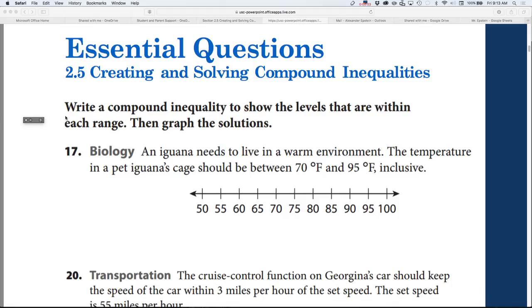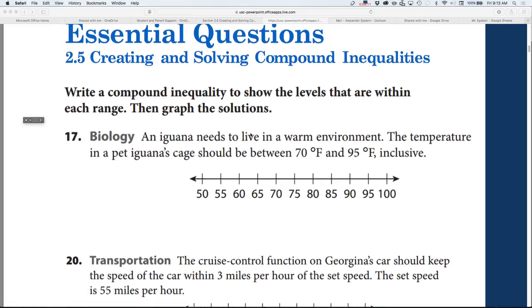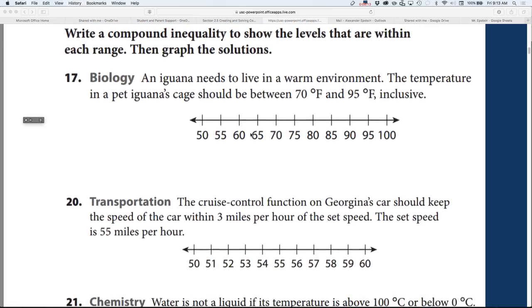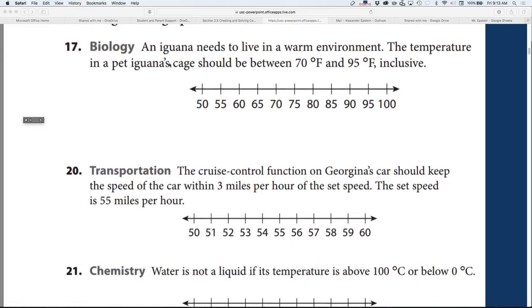Okay, so essential questions 2.5, creating and solving compound inequalities. So we're going to write a compound inequality, show the levels that are within each range, then graph the solutions. So here's an example. An iguana needs to live in a warm environment. The temperature in a pet iguana's cage should be between 70 and 95.